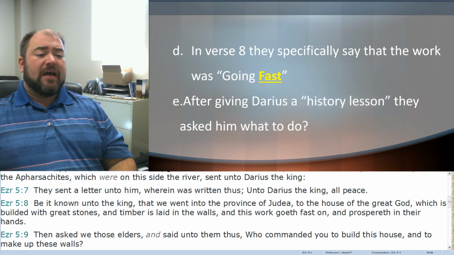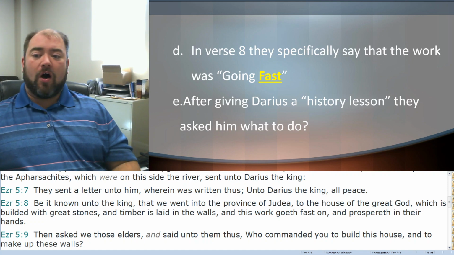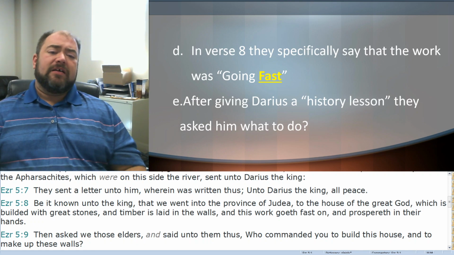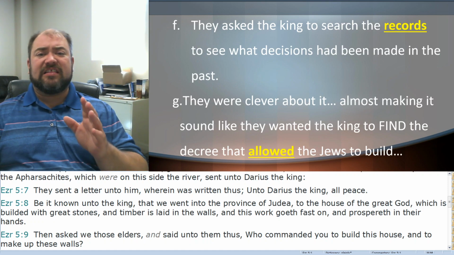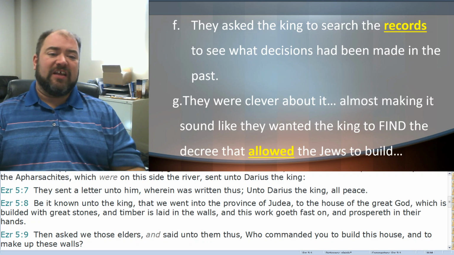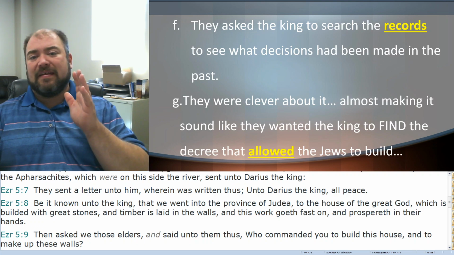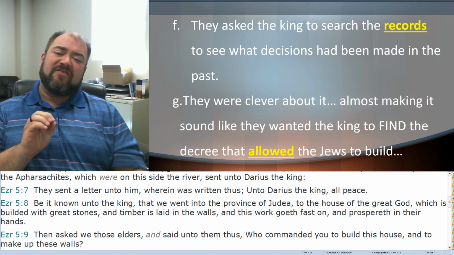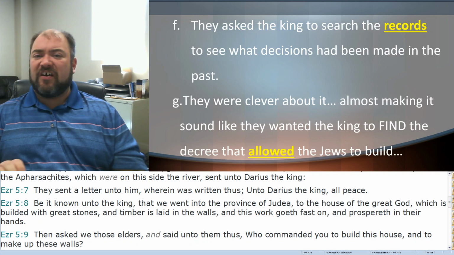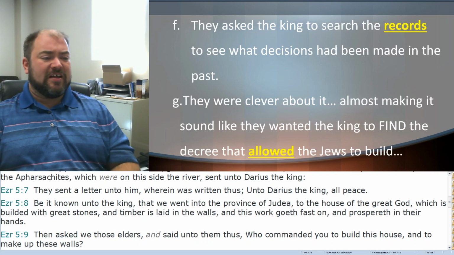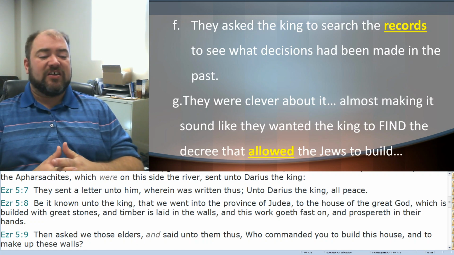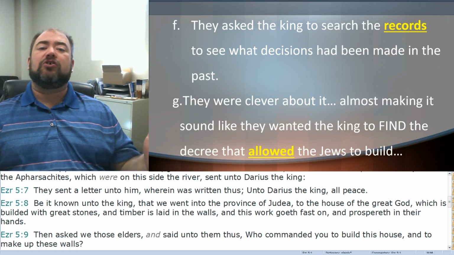So after giving Darius kind of a history lesson of what all is going on, they ask him, so what do you want us to do? And so they asked the king, just search the records. Go back and search the records again. See what decisions had been made in the past. And they sneak a very innocent phrase in. They're very clever about it. They're very innocent about it. Almost making it sound like they wanted King Darius to find the decree that allowed the Jews to build.